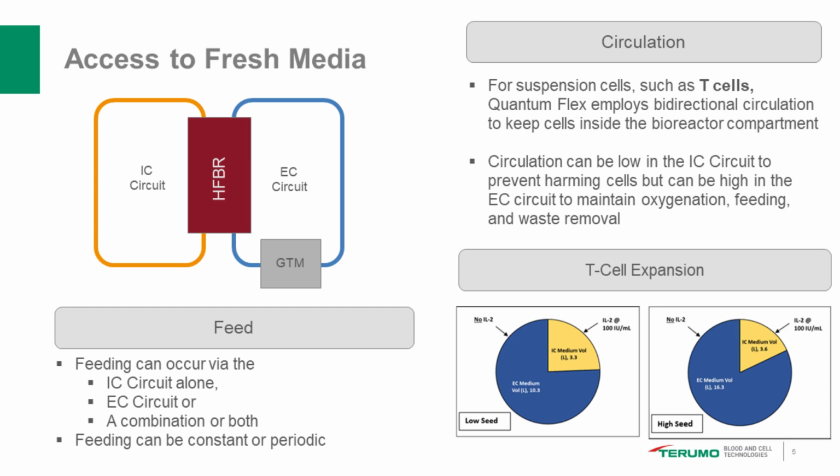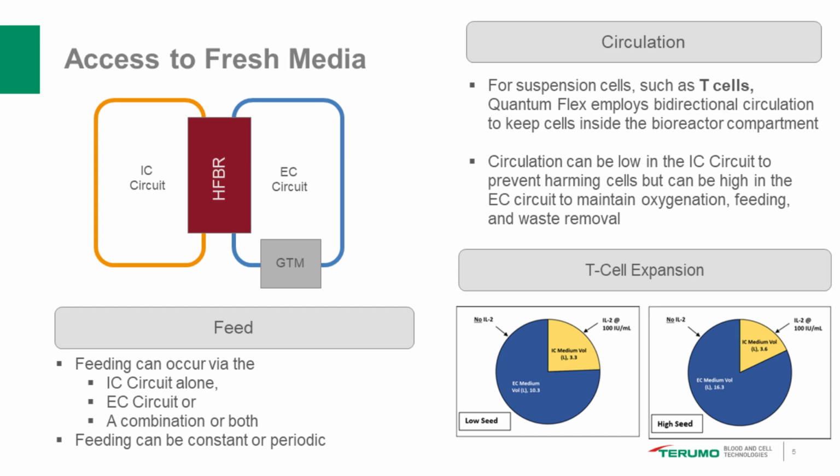So the access to fresh media is a very powerful option as you consider how to handle certain elements of your cell culture. Feeding can occur just on the IC circuit alone if you want to use that one type of media, or you can use the EC circuit if you want to limit the circulation through your IC circuit, and you can feed via the EC circuit if you wanted to limit the access to the speed of the media, say.